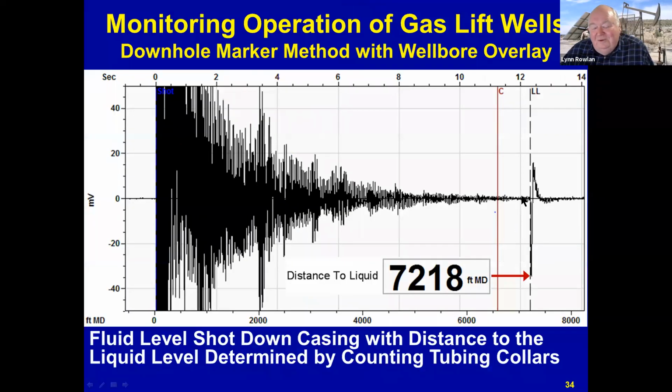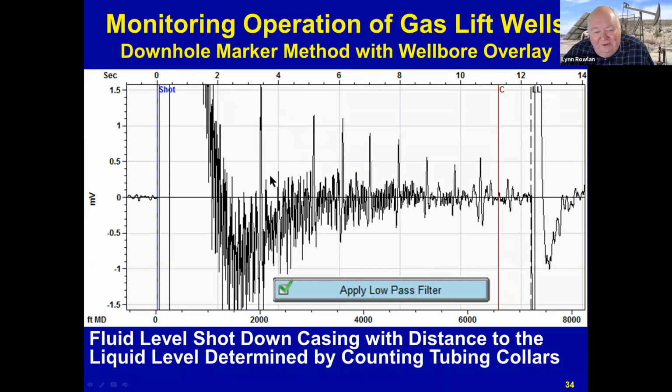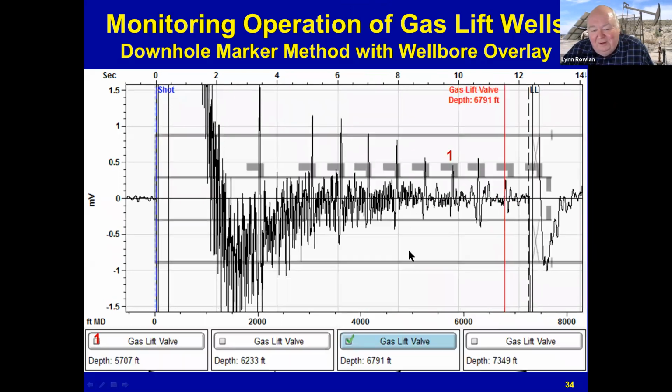Now here's a well we shot a fluid level on. It's a gas lift well. And we can turn on a filter called low pass filter in the software. And now we can see the kicks from each of the gas lift valves. And if you shot down the back side, that casing side, you'd see down kicks. And if you shoot down the tubing and have mandrels, you'll see up kicks. So it depends on the kind of gas lift well you have.